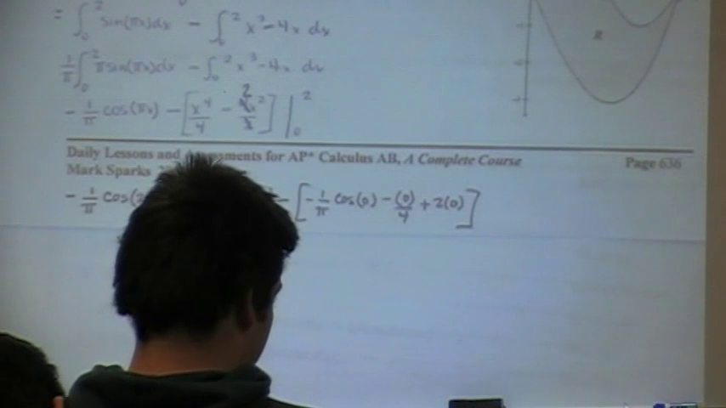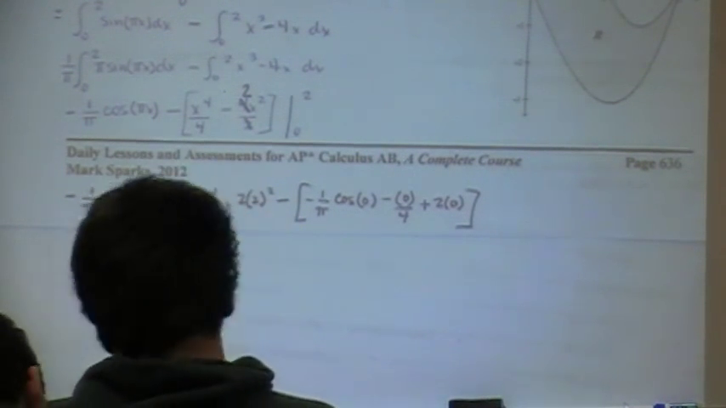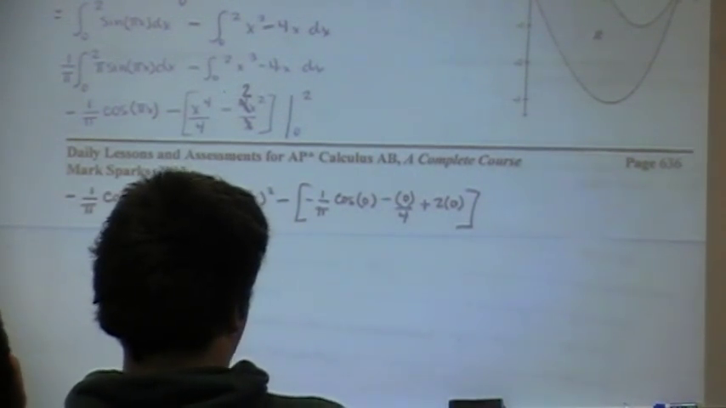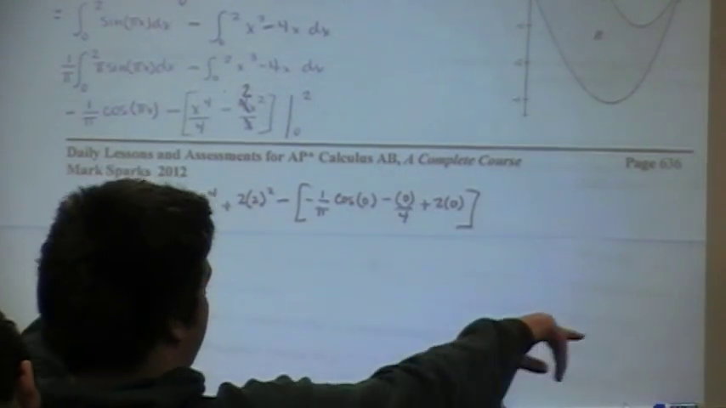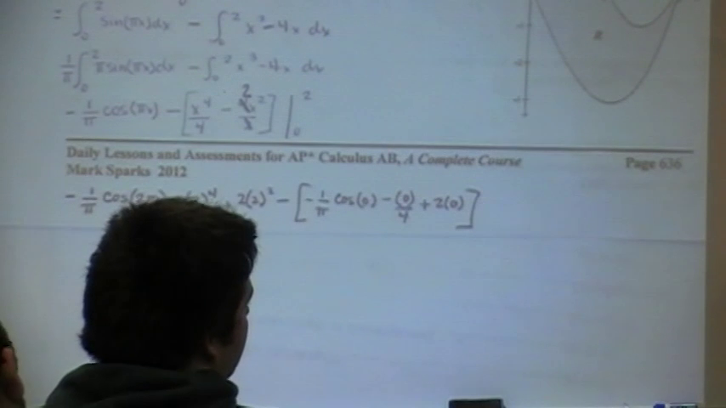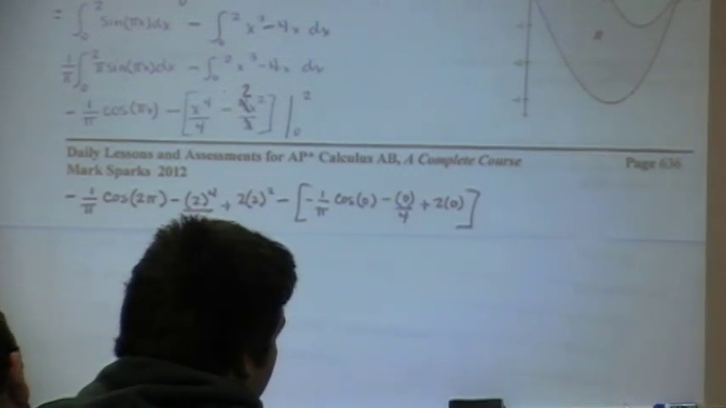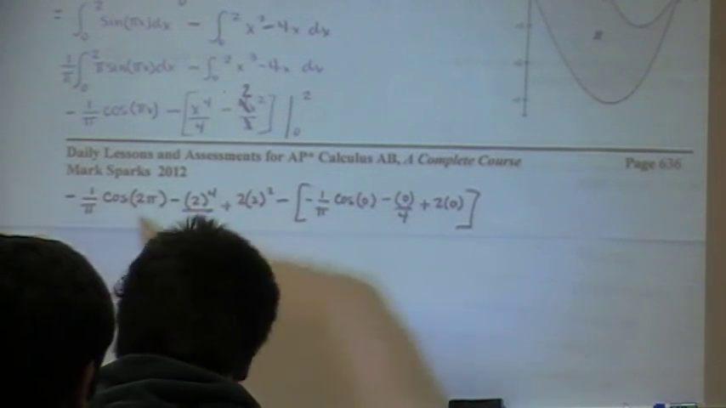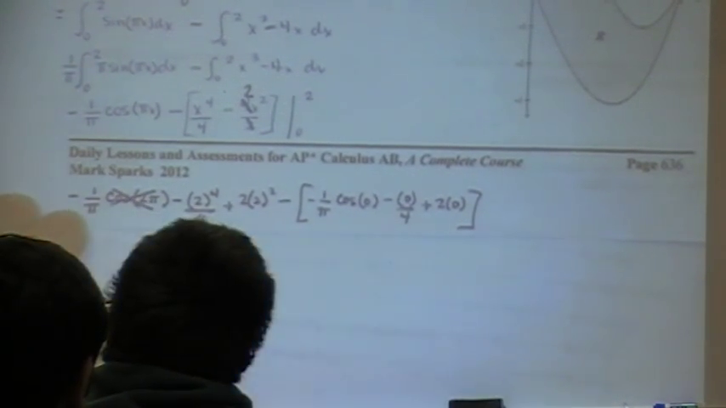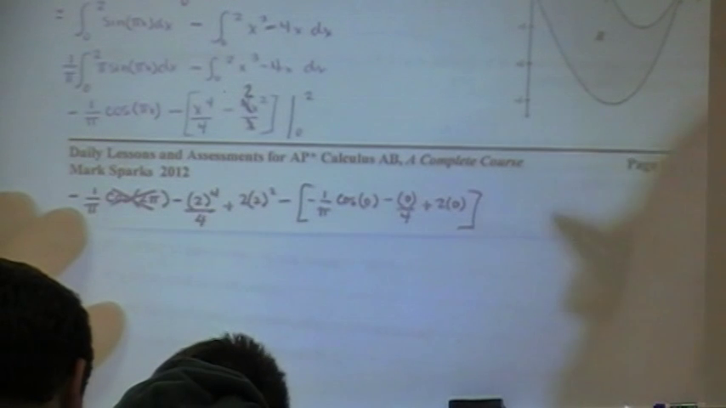Anybody remember what cosine of 2 pi is? One. Everybody remember where cosine of 2 pi is, from your perspective, right there? The ordered pair right there is the ordered pair 1, 0. So cosine of 2 pi is 1, which means that I actually just have negative pi.